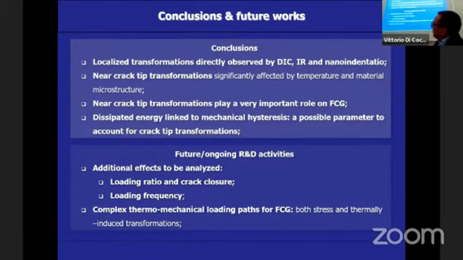And as future work, we are going to do experiments to analyze the effects of loading ratio, loading frequency, crack closure, and so on.